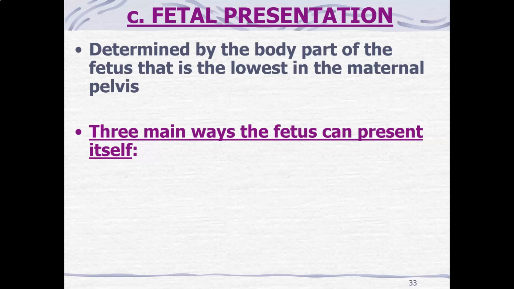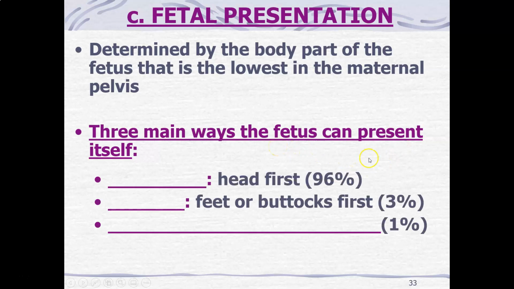All right, then we have fetal presentation. This is determined by the body part of the pelvis that is lowest in the maternal pelvis. What is the presenting part? There are 3 main ways the fetus can present itself. This one is head first. About 96% of babies present this way. This is called cephalic. This one is feet or buttocks first. About 3% of babies present this way. This is called breech. And this one is transverse or shoulder presentation, which occurs in about 1% of births, where transverse means across, they land across the uterus.